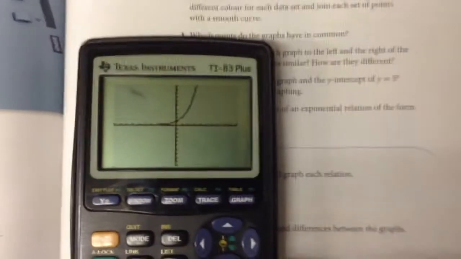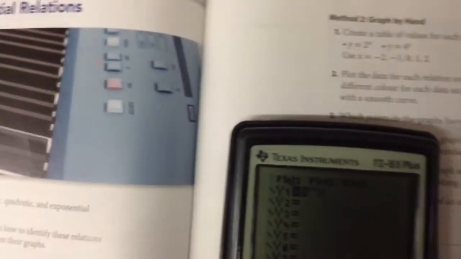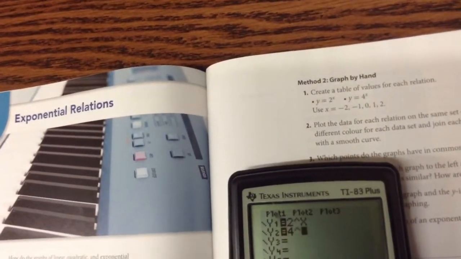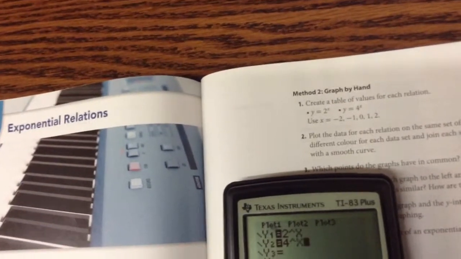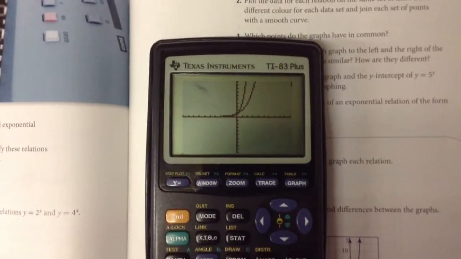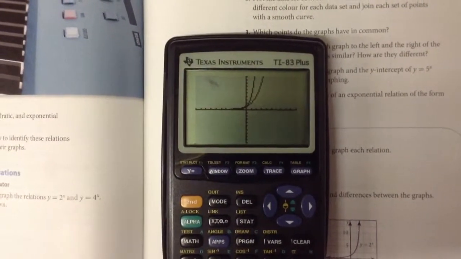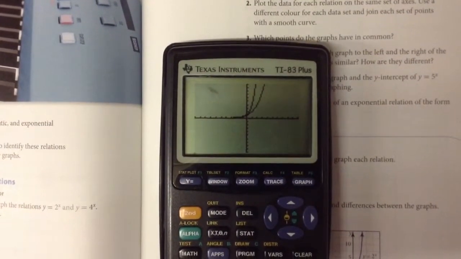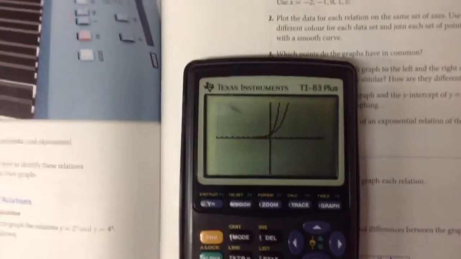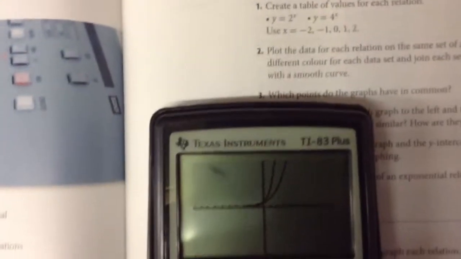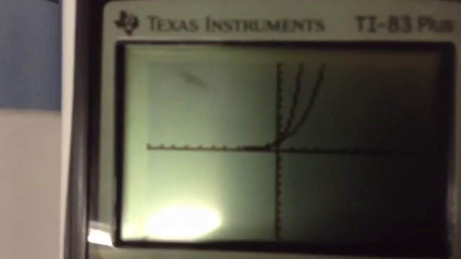Now what happens if we also plot 4 to the power of x? So the number gets big, if the base gets bigger, there's not much difference looking on the graph. There's not much difference on the graph over there on the left-hand side, as you can see.